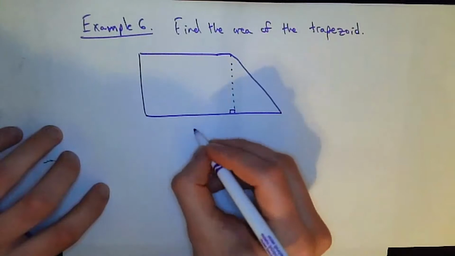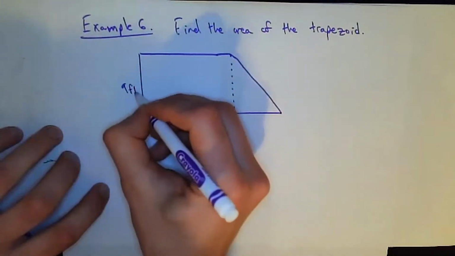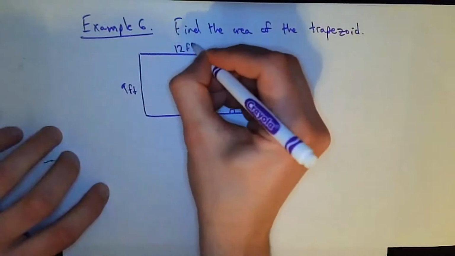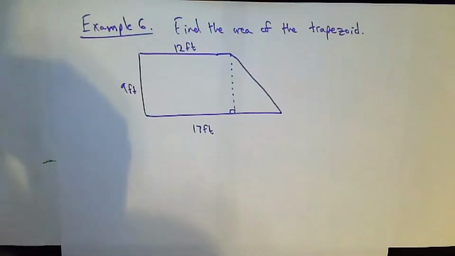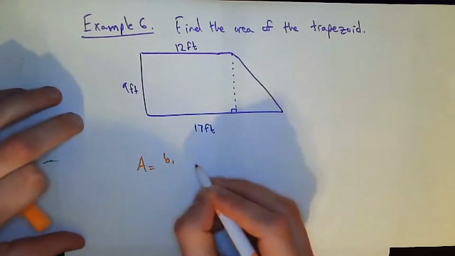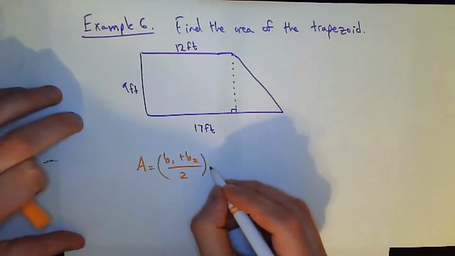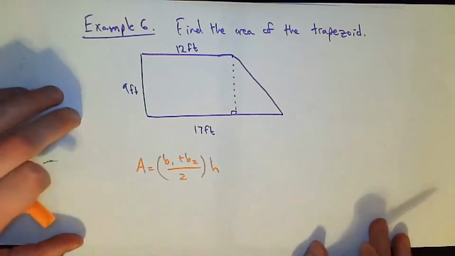That's my little height there, 17 feet. This is 9 feet, and this is 12 feet. And I want the area of the trapezoid. I'll go ahead and write down that formula. A is equal to base 1 plus base 2 divided by 2. That's the average of the two bases, and then times the height.